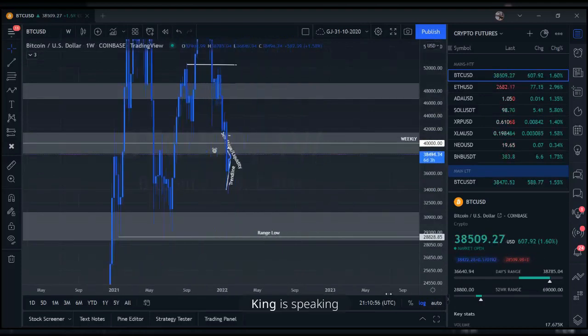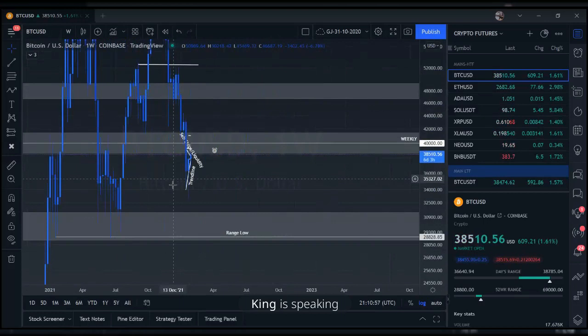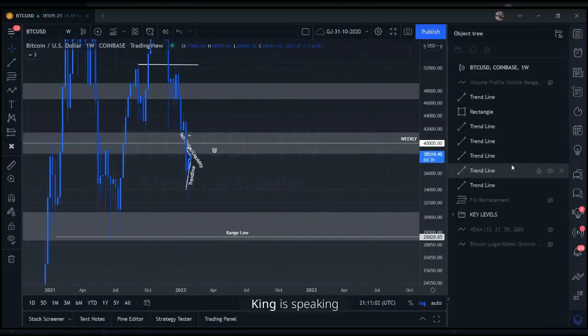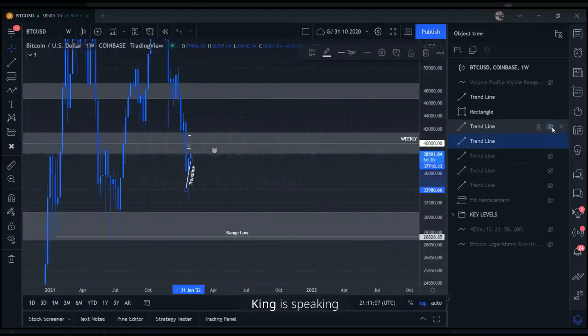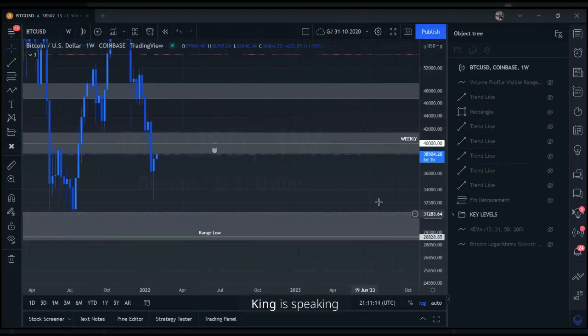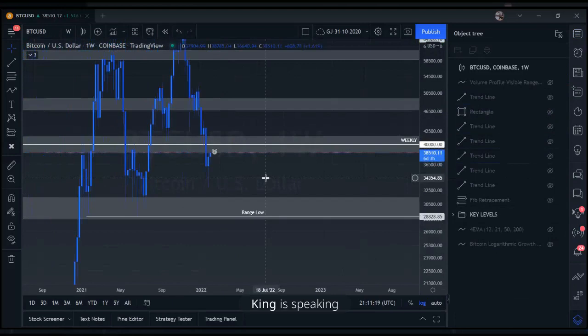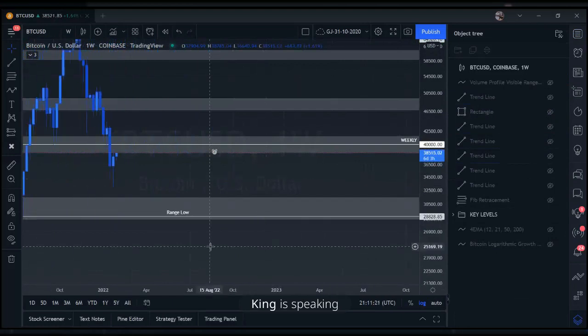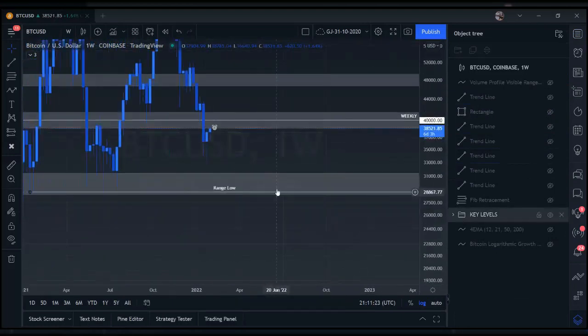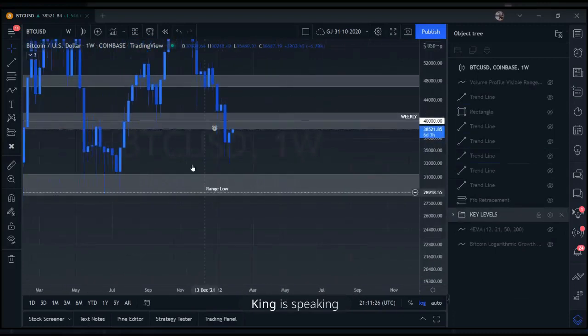But realistically, let me just get rid of all of these drawings. In terms of where the market is on the weekly, I think Answers was saying earlier today that this could possibly be a bottom. We're just wondering if anyone thinks the bottom's in, which it could possibly be. I don't see it personally.